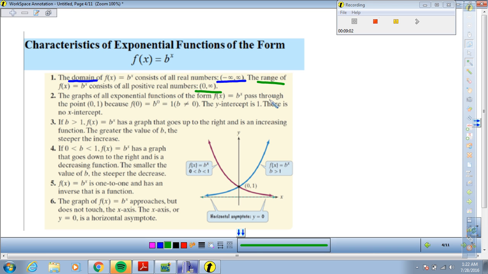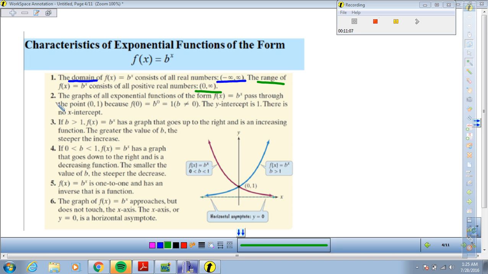Same thing with the red curve. The red curve from left to right starts somewhere on the negative infinity. As you move to the right, it goes to somewhere on the positive infinity, because these curves are going to continue, right? And the range starts at 0 and goes up to infinity. So the range and domain are the same for both.